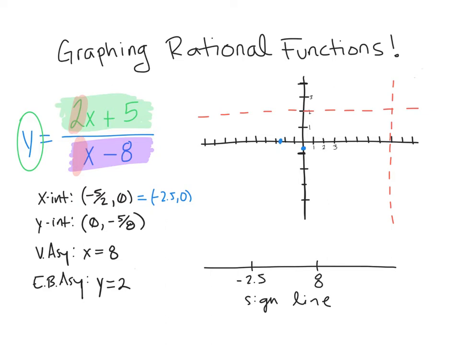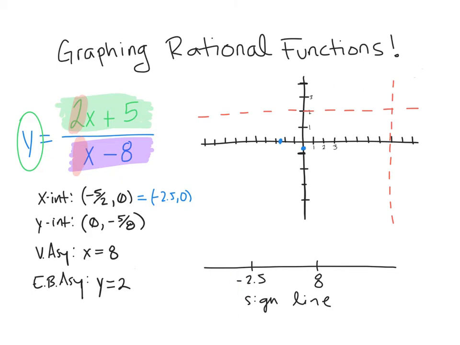So I need to figure out what is happening down here with my function. For numbers below negative 2.5, is my graph positive or negative? Let's think about this. Let's choose a number below negative 2.5. Just for the sake of being super easy, let's say negative 5. I like negative 5.